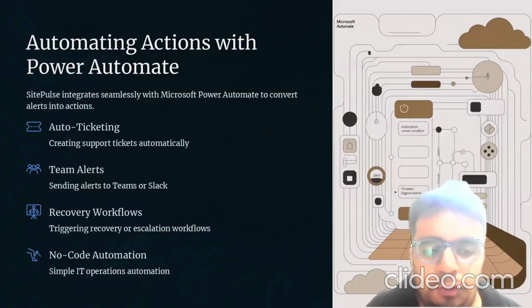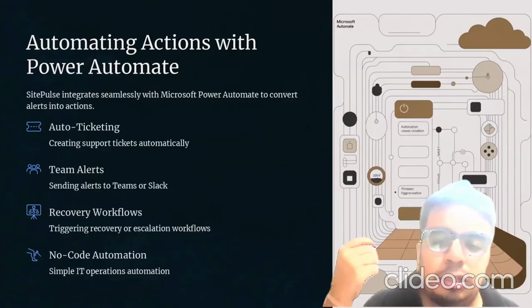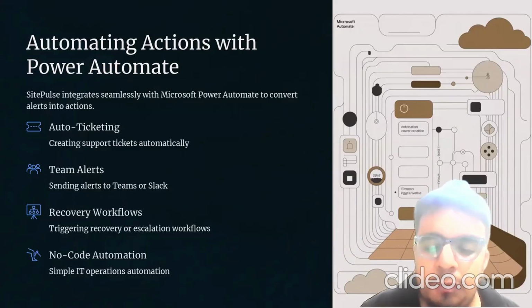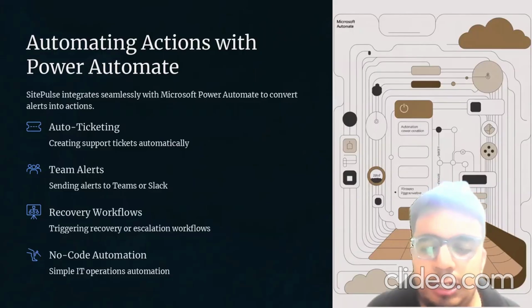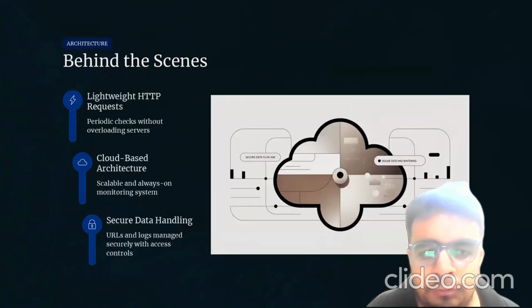So we have the auto ticketing system. We create support tickets automatically here. Team alerts are being sent. Then recovery workflows are generated. This is a no-code automation. Once the automation is set up, we don't need to work 24 by 7. Automatically, our workflow is working, and it's doing these kinds of tasks on its own.